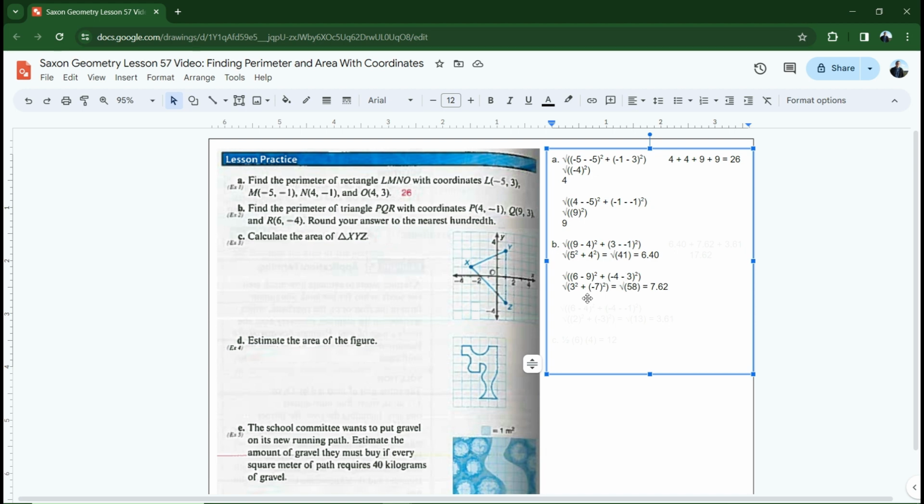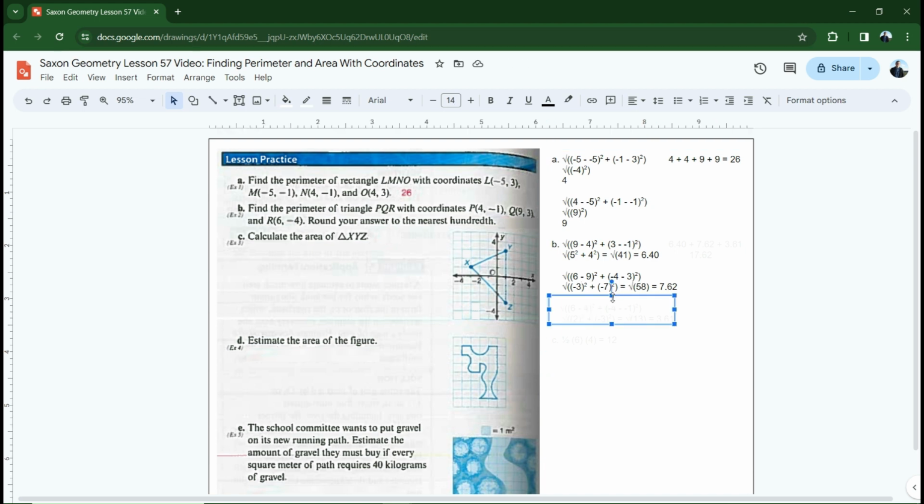I don't think it'll mess things up too much if I put a negative here. I do need to make sure that this is in parentheses. There, that's the correct formula here. All right, and then lastly, I'm going to do the distance between PR. So I did PQ, I did QR, now I need to do PR.